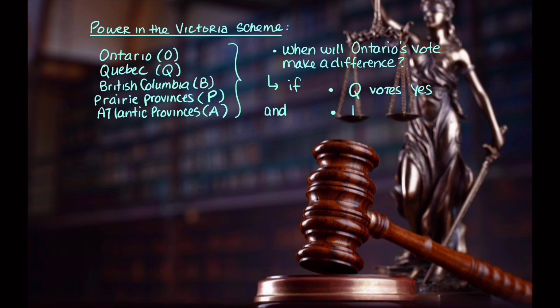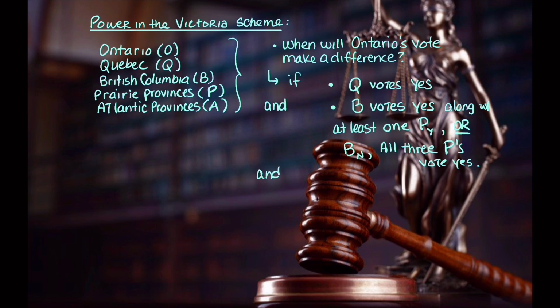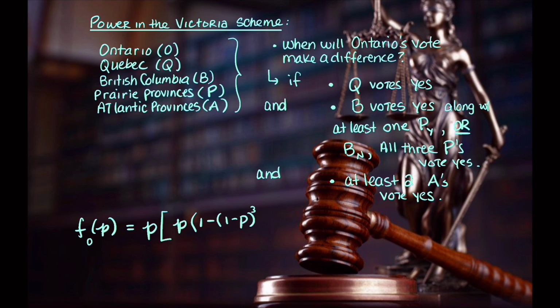Ontario's vote will make a difference if Q's vote is a yes, and B's vote is a yes, along with at least one of the Prairie provinces saying yes, or B says no, and all 3 of the Prairie provinces say yes, along with at least 2 of the Atlantic provinces voting yes. All right, let's sort this out a little bit. Since the scheme is a little bit bigger, we'll get a slightly larger polynomial for this system.